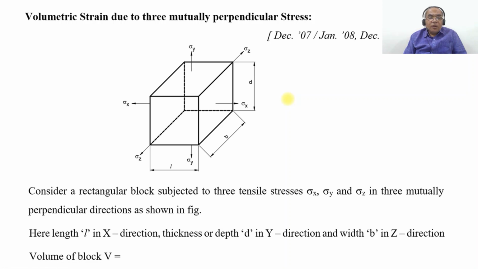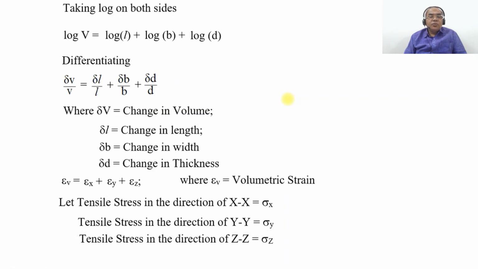Now what is the volume of the block? L into B into D. So if you are considering that, taking the log on both sides, we have log V, which is log of L plus log of B plus log of D. So by differentiating, what we are going to get, 1 by V into delta V is equal to 1 by L into delta L plus 1 by B into delta B plus 1 by D into delta D.